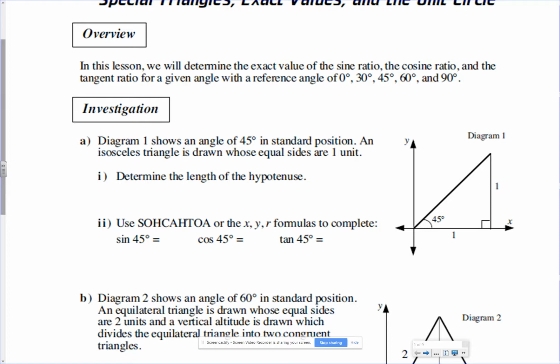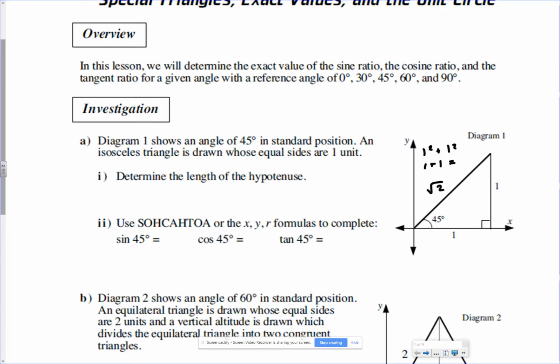So if they gave us this triangle here, with sides of 1 and 1 and an angle of 45, if we found the hypotenuse, that'd be 1 squared plus 1 squared, which is equal to 1 plus 1. And that gives us a radius here of the root of 2.